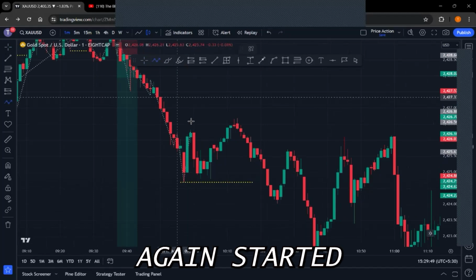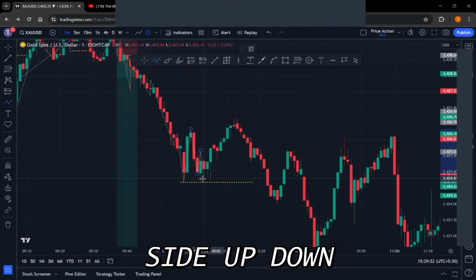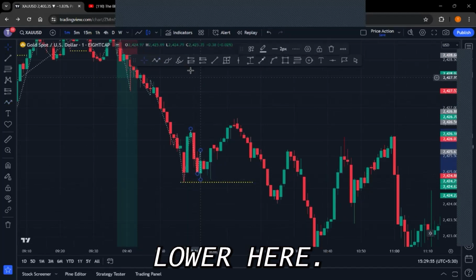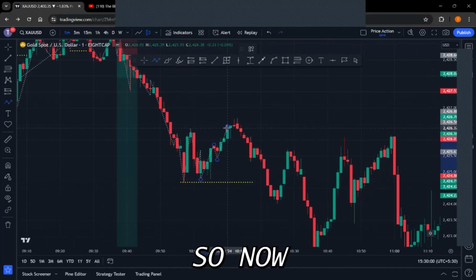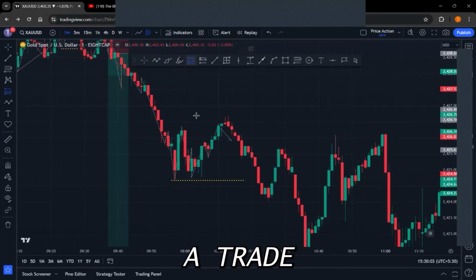From here, the price again started going downside, up, down. Okay, this is again a lower low over here, and then finally the price created another higher high, higher low, and a higher high. So now what is happening over here? Can we take a trade on this higher high?